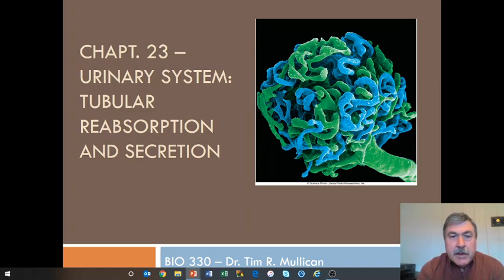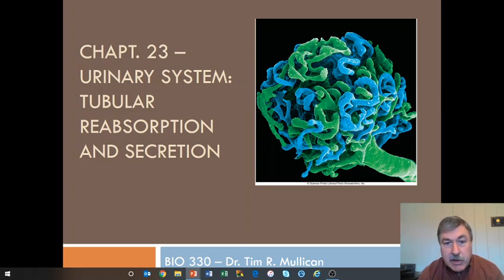Hello, everyone. Today we are going to take a look at the second major step in the process of urine formation, and that is reabsorption. And then we're also going to look at the third step, which is secretion. Remember that urine formation involves three different major steps.